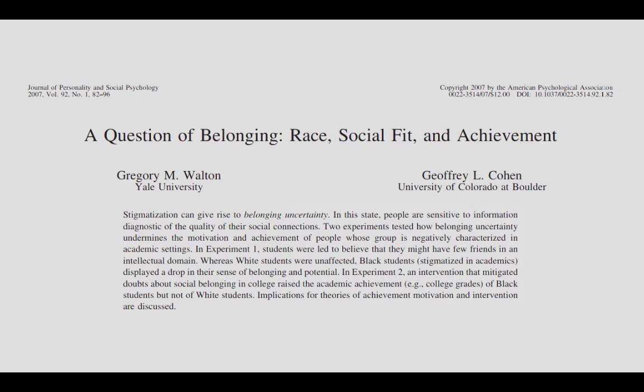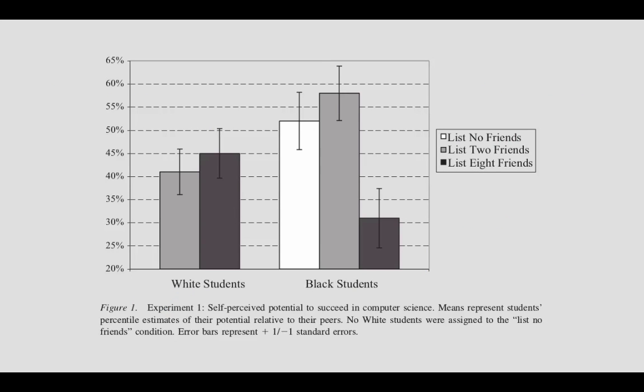There's a paper in 2007 by Walton and Cohen, and they studied a particular aspect of stress based on a sense of inclusion or exclusion, belonging or not. The way they did this is they asked students, first-year students in computer science, to list a certain number of friends. Some were asked to list 2 friends, which almost all of them could do. And some were asked to list 8 friends within their field, which early in a college career almost none of them could do.